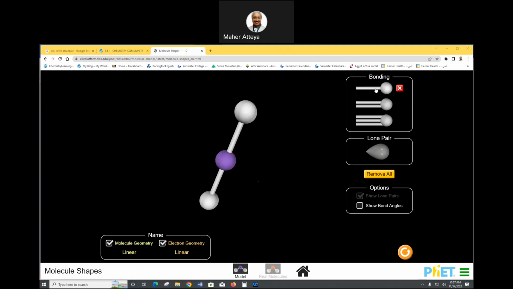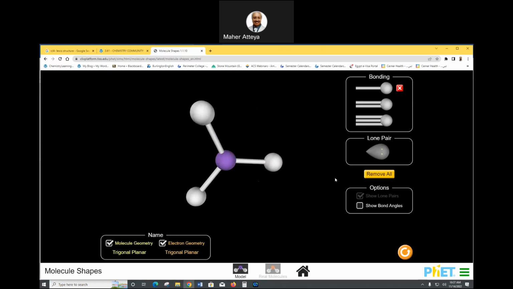So let me add another one here now. How many do we have now? Three single bonds, correct? With three single bonds, we have trigonal planar for both the molecular geometry and the electron geometry. What's unique about this, as long as you don't have what? You don't have a lone pair. If you start having a lone pair, then you are asking for a problem.